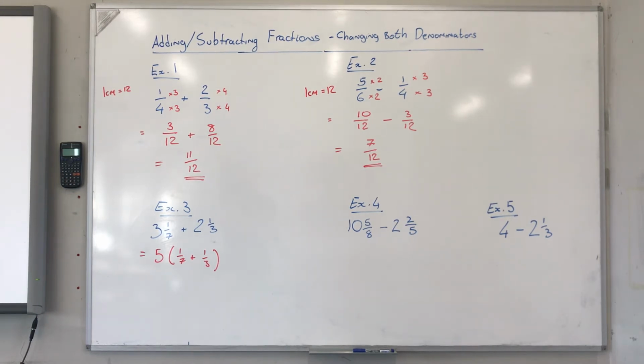So now we need to work out the lowest common multiple of 7 and 3. So let's count up in the 7 times table. 7, 14, is that in the 3 times table? No. So keep going, 21. 21 is in the 3 times table, so I can change 1/7 and 1/3 to both be 21sts.